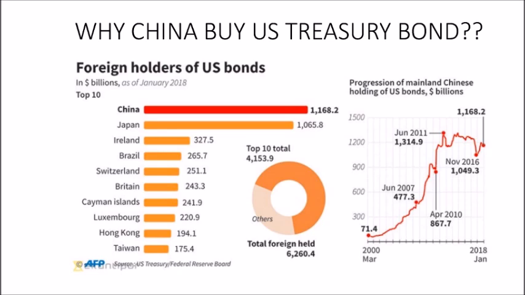Okay, now we look at why China buys US Treasury bonds. From the figure below, we can see here China is the biggest country that holds US bonds, followed by Japan, Ireland, Brazil, and Switzerland.